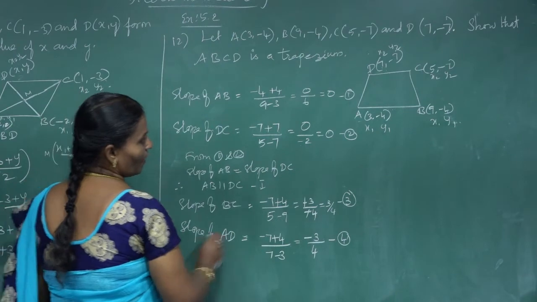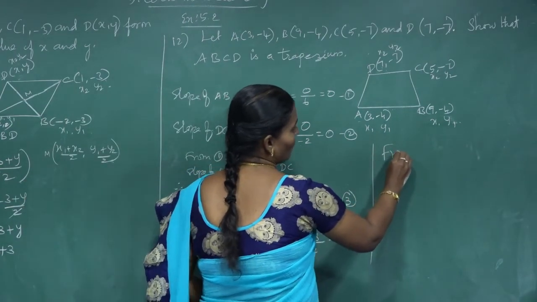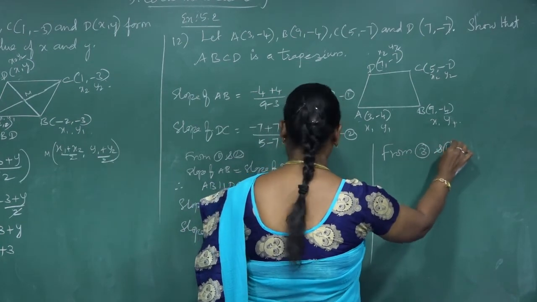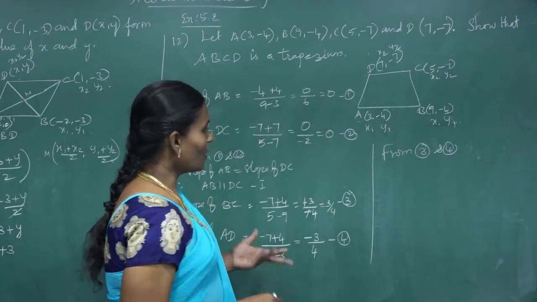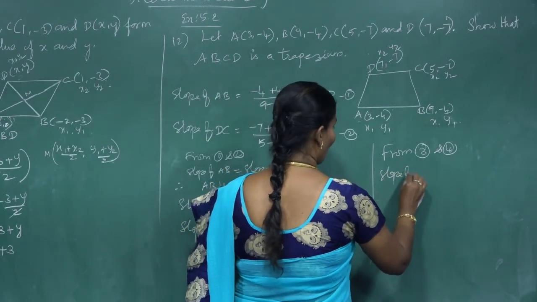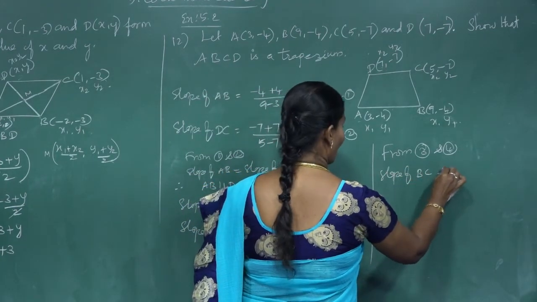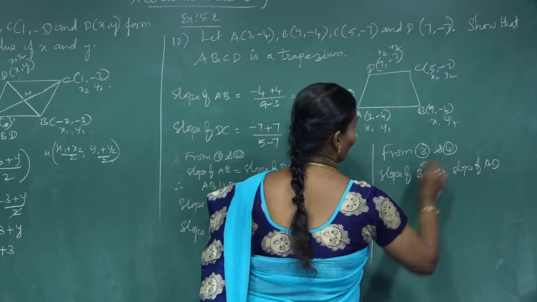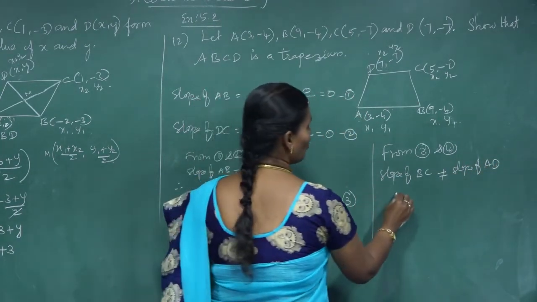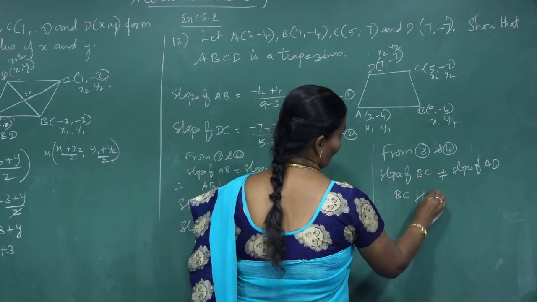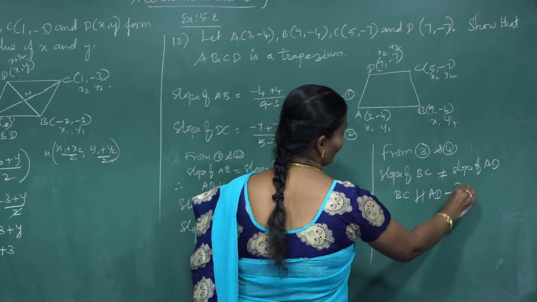Now see from equation 3 and 4. See here the slopes are not equal, isn't it? So slope of BC is not equal to slope of AD. So these two are what? BC is not parallel to AD. This is the second result.